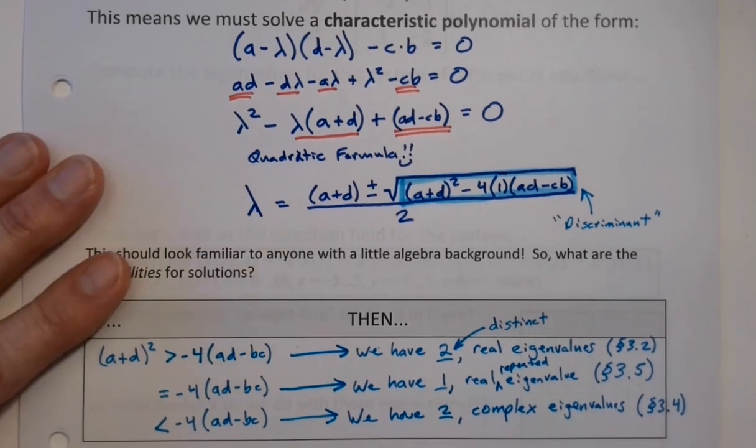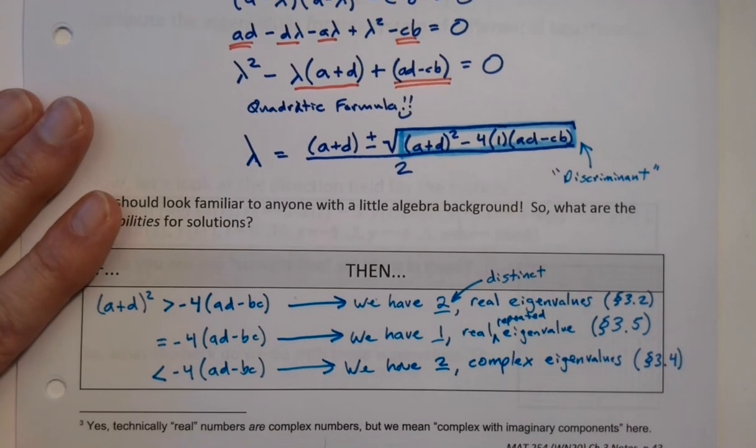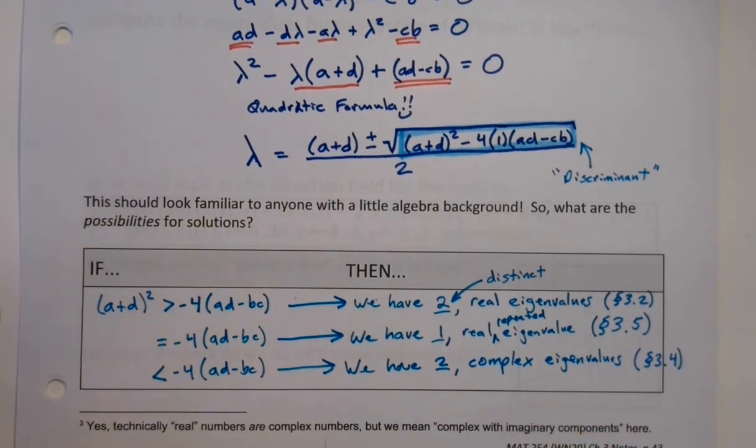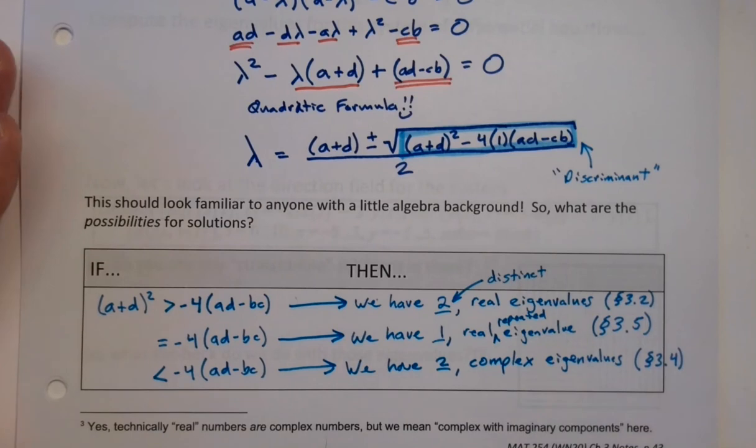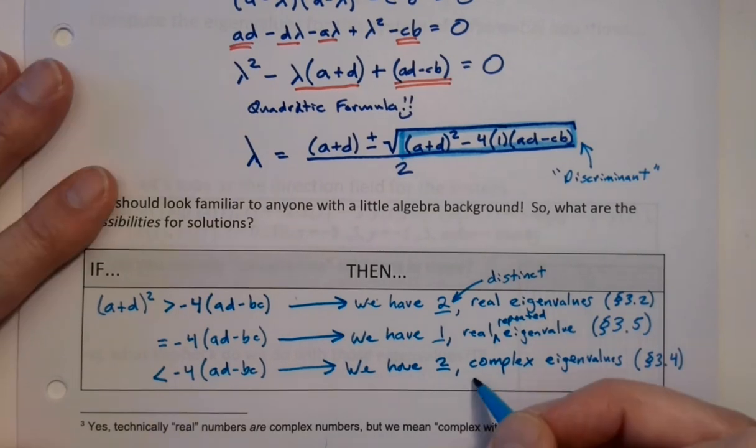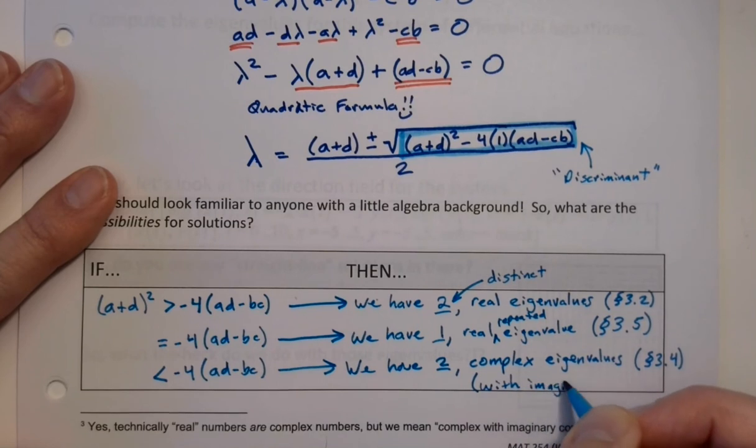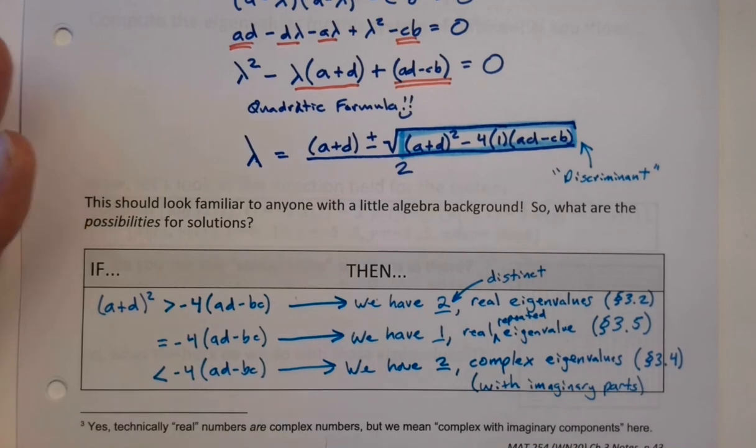Now, I make a little note at the bottom of the page saying technically real numbers are complex numbers. They're contained within the complex numbers, but that's not the way we normally talk about them. So when I say 2 complex eigenvalues, I'm being explicit and saying that they're complex with imaginary parts. Right? Because that's really the aspect of this that makes it kind of unusual and unique.